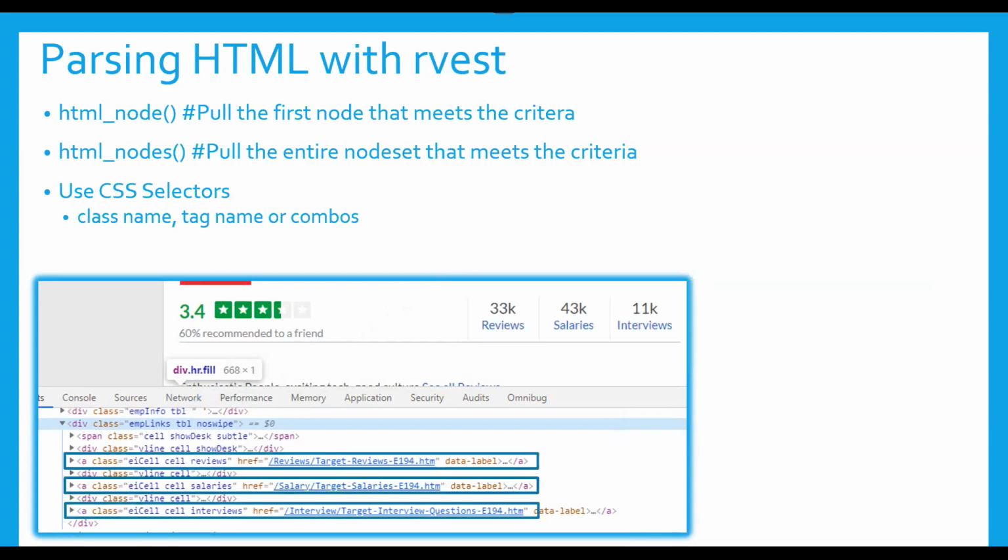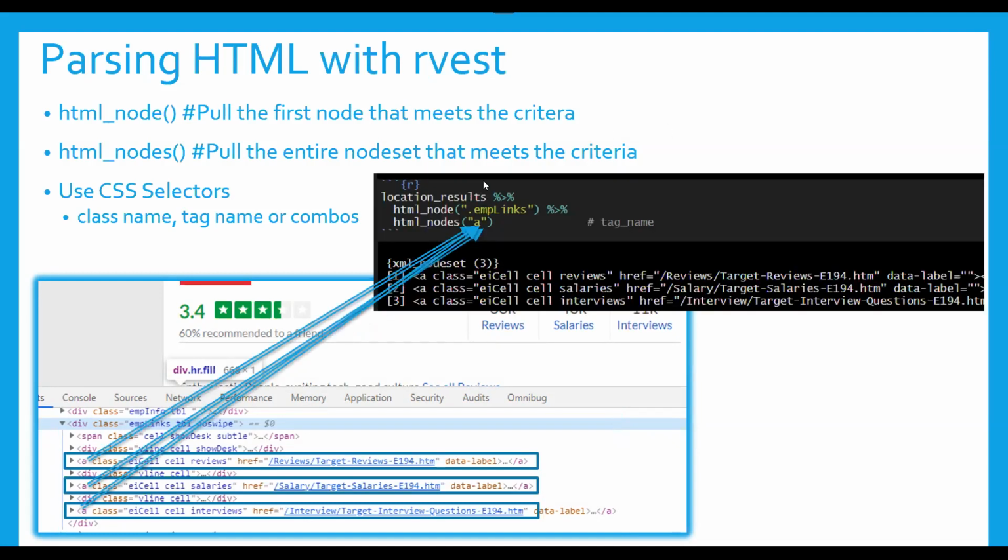In our next example, say you want to pull all three of these A tags. Again, we're using html_nodes, but this time we're just calling a. When you want to call things by just the tag name, you enter the tag name in quotes. So here are these three A tags in the nodes, and when you run this code, you can see you get those three A tags as the result.